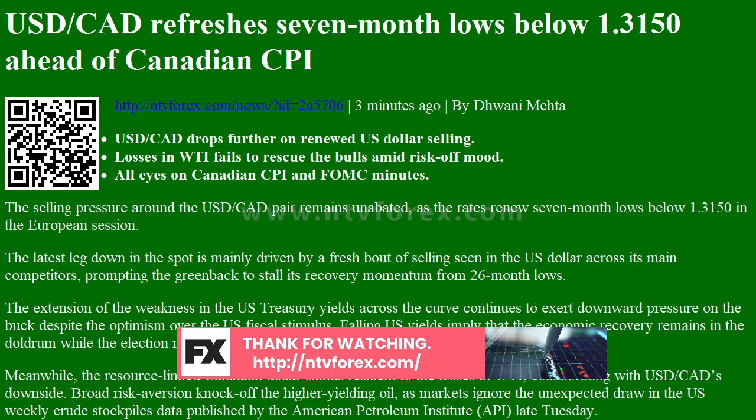Levels: Previous daily high 1.3232, previous daily low 1.3152, previous weekly high 1.3395, previous weekly low 1.3192, previous monthly high 1.3646, previous monthly low 1.3331, daily Fibonacci 38.2% 1.3182, daily Fibonacci 61.8% 1.3201, daily pivot point S1 1.3136, S2 1.3104, S3 1.3056, R1 1.3216, R2 1.3264, R3 1.3296.